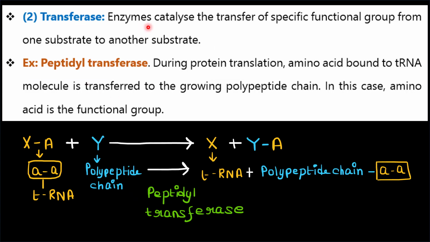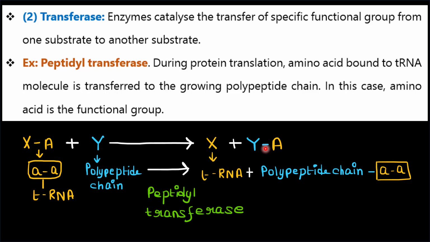Next is transferase. These enzymes catalyze the transfer of specific functional group from one substrate to another substrate. So here this is one substrate X and Y is the other substrate. And this A is the specific functional group that is attached to X. And this A is transferred from X to Y like this. So now A is attached to Y here.